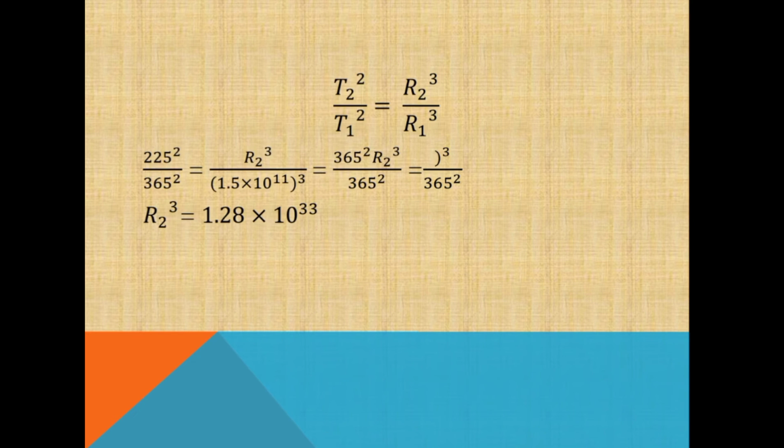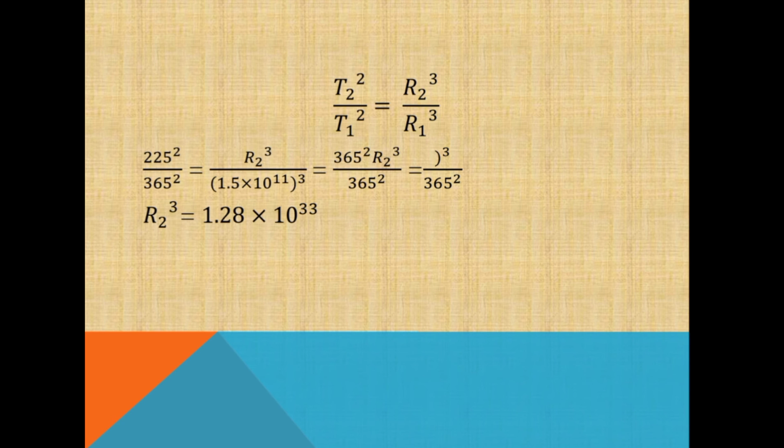Here's the answer. Same process, same formula. So, for example, plot the values and cross multiply. 225 days is the period of Venus's orbit around the Sun, and then 365 days is for the Earth. So we cross multiply, and what happens is 365 squared times R2 cubed divided by 365 squared over 225 squared, which gives R2 cubed equal to 1.28 times 10 to the 33.